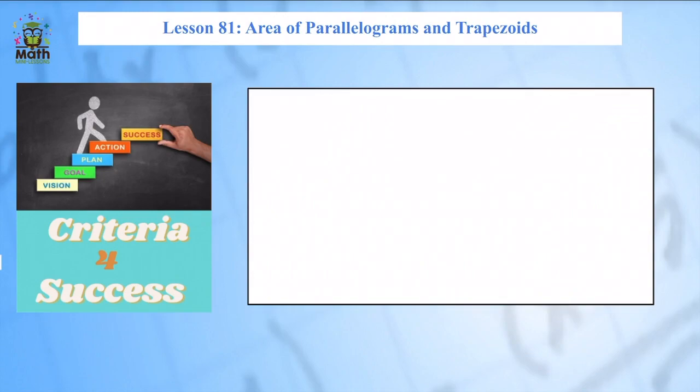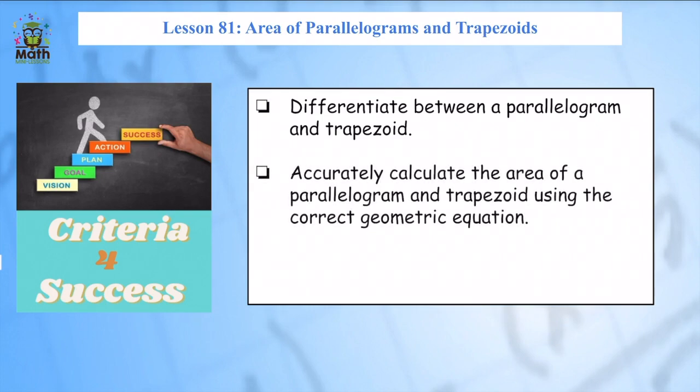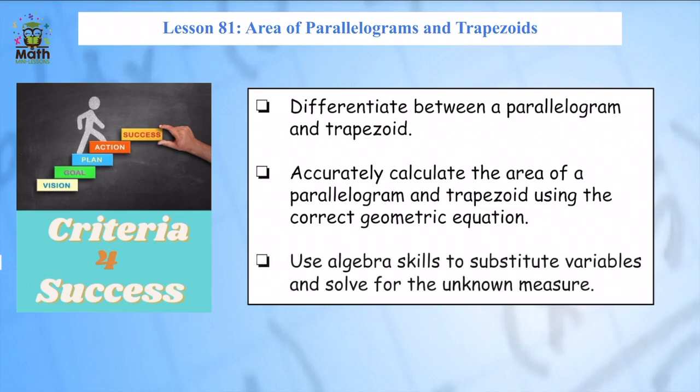We're going to take a pause on circles for a while and work on quadrilaterals. And in this lesson, we're going to work on area of parallelograms and trapezoids. So look out for how we differentiate between a parallelogram and a trapezoid, how we accurately calculate the area of both using the correct formulas, and how we use those EE skills to substitute variables and solve for the unknown dimensions.